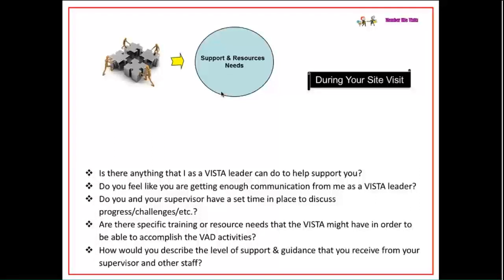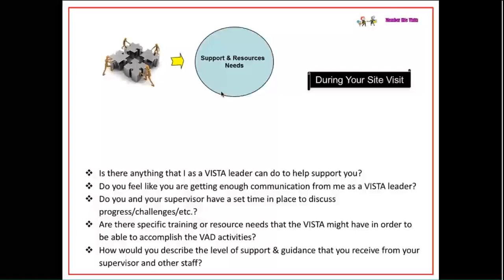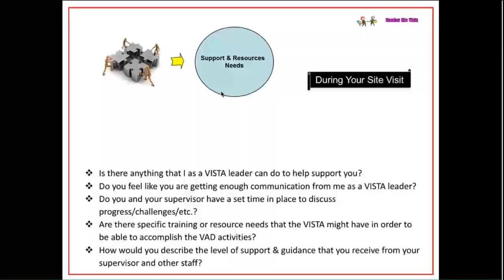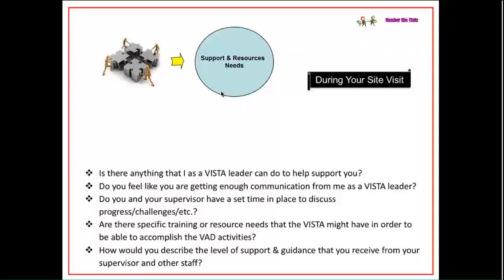This is also an opportunity for me to get very concrete feedback about my own performance as a VISTA leader. So again, with these questions you can see, what about my communication with you, right? Then also asking some questions, some of which also came earlier in the needs assessment. And now during the site visit, you can build on that.